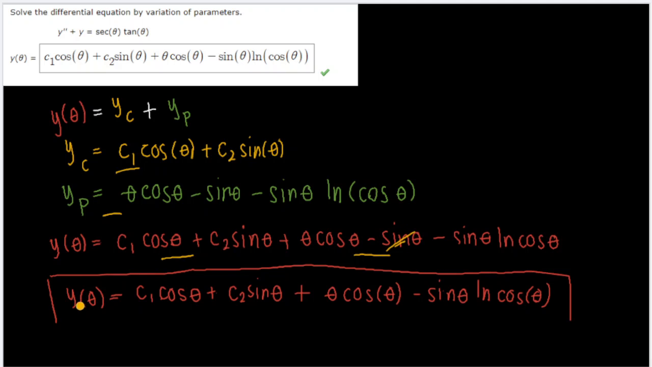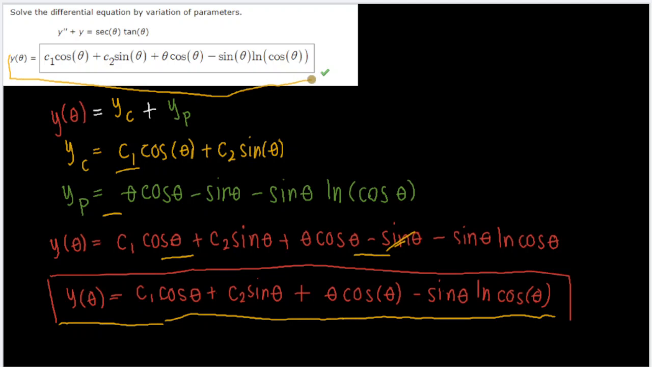That's why we're left with our general solution: y of theta is equal to c1 cosine theta plus c2 sine theta plus theta cosine theta minus sine theta ln cosine theta. And we can prove that our answer is correct. And that's all.